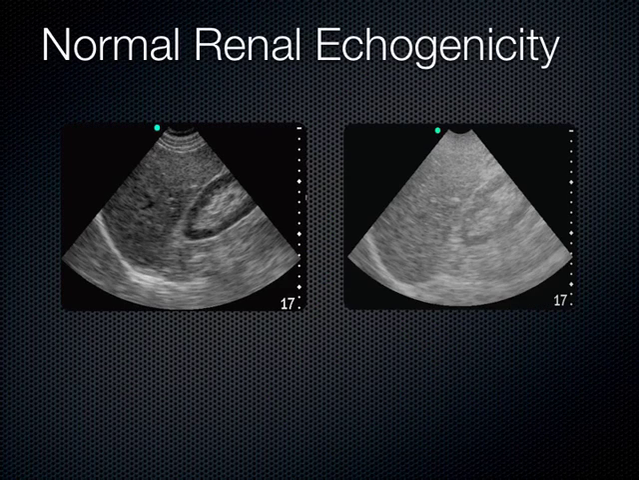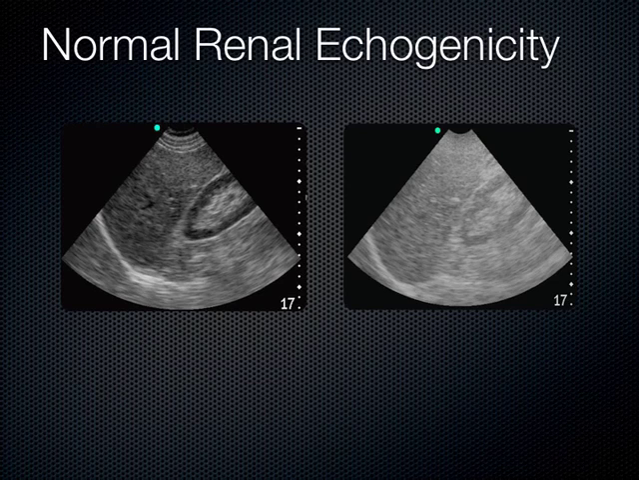Now, normally the cortex of the kidney over here is less echogenic than the next door neighbor, which is the liver, or the spleen on the left side. Can you make out the fact that this renal cortex is slightly less echogenic than this organ right here? That's the goal, okay? If you can see that, then you can appreciate the subtleties of gain. So that's exactly what happened, right?